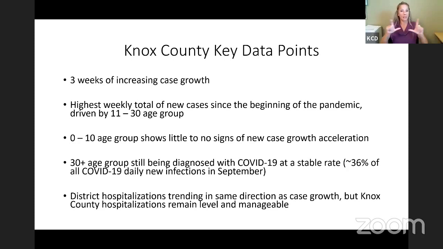So I tried just to summarize factually what I've shown. We've had 3 weeks of increasing case growth. The highest weekly total of new cases since the beginning of the pandemic was in this past week, and it is driven by the 11 to 30 age group. The 0 to 10 age group shows little to no signs of new case growth acceleration at this point. Those over 30 are still being diagnosed with COVID-19, and that hasn't gone away. It's actually pretty stable, about 36% of all the new daily infections in September.